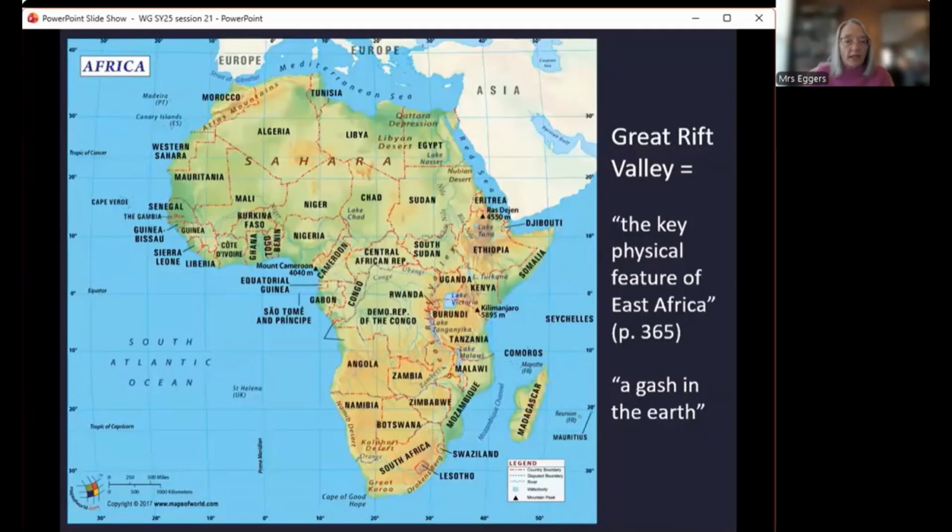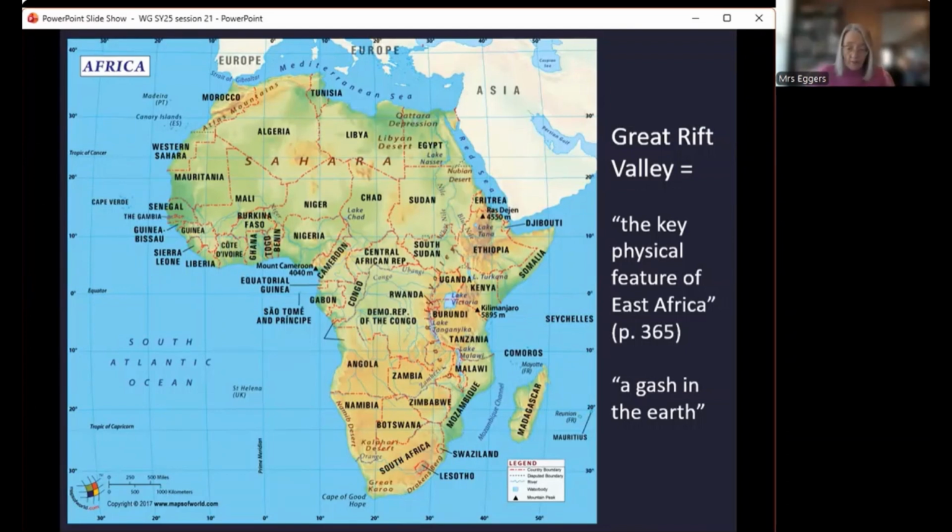Focus on that region. Our book, I did not find this a very satisfying definition, defined it as a gash in the earth. It actually begins in the Middle East and continues southward through East Africa. So yeah, the Great Rift Valley actually begins up in this area and then runs right through there.